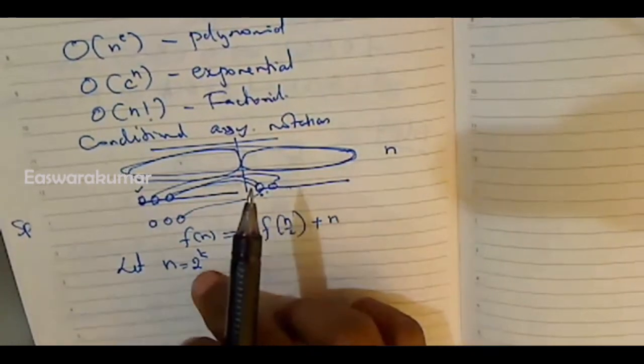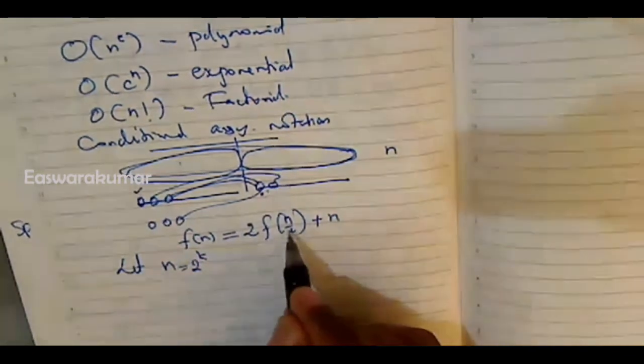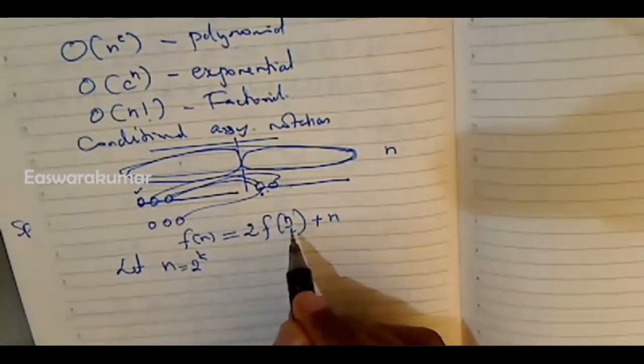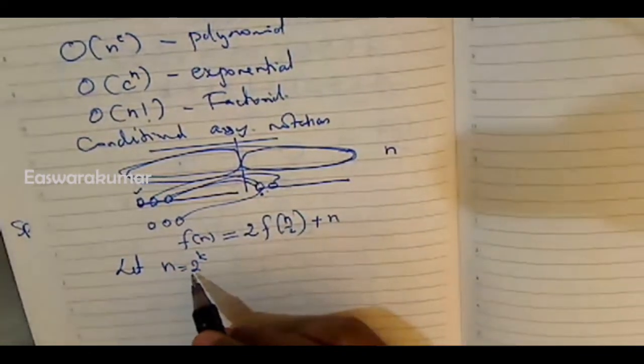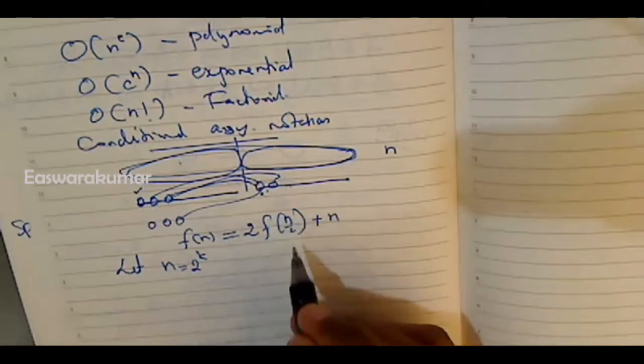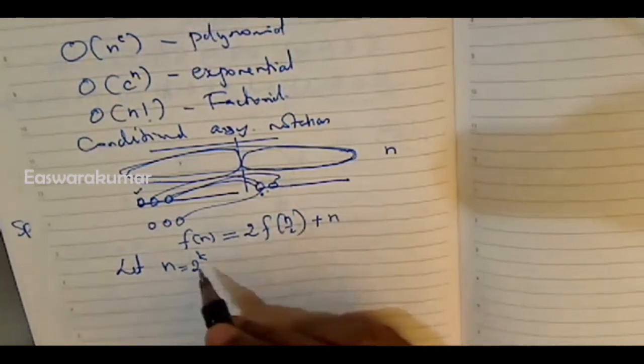If I make this assumption, what am I doing? Because the denominator has 2, that's why I have taken it like that, right? The denominator has the value 2. So if I take n equal to 2 power k, then this division is always possible. That's why I have taken it like that.